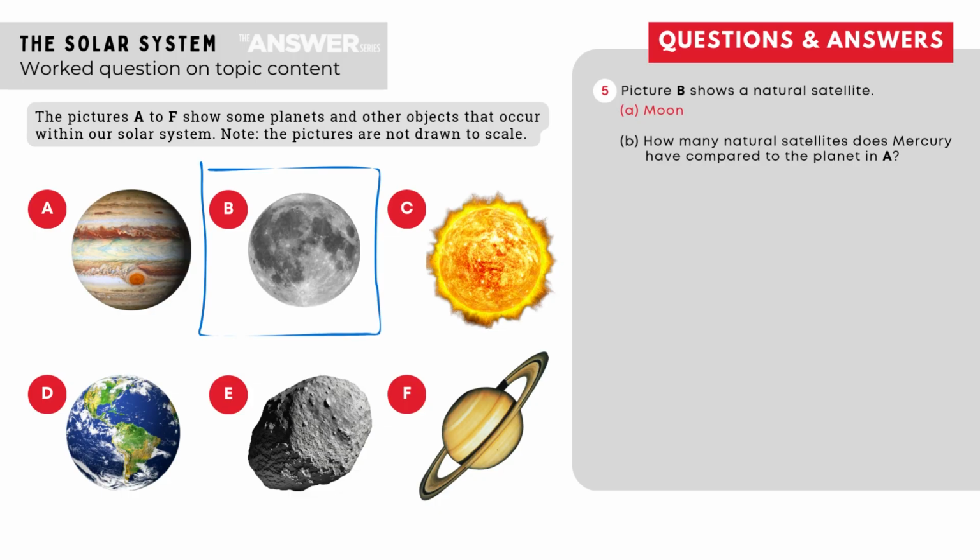Then they ask us how many natural satellites Mercury has compared to the planet in A. So they're basically asking us to compare the number of moons for Mercury to the number of moons for Jupiter. So you get 2 marks for this because you have to say what the number of moons for Mercury is and then what the number of moons for Jupiter is. Mercury has no moons, whereas Jupiter has 79 of them.